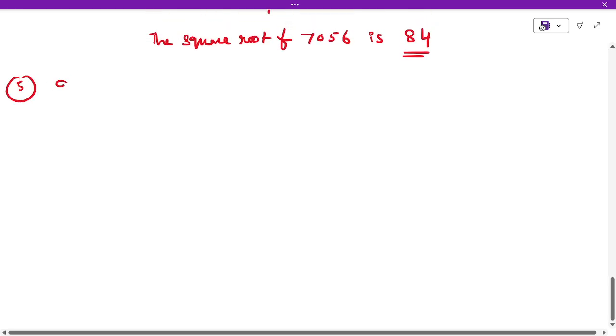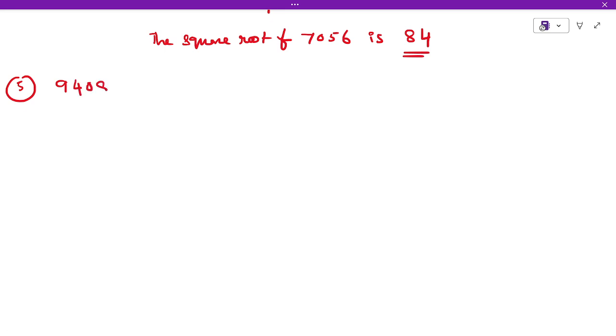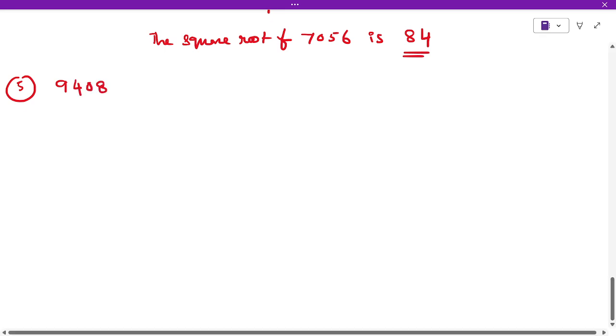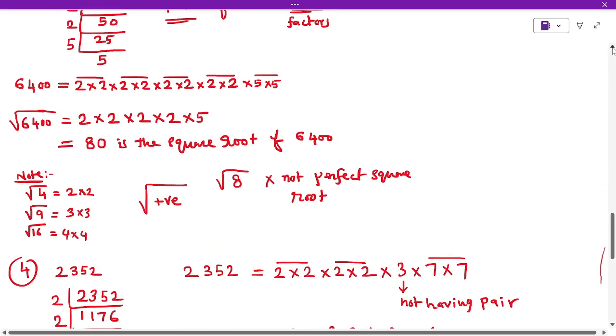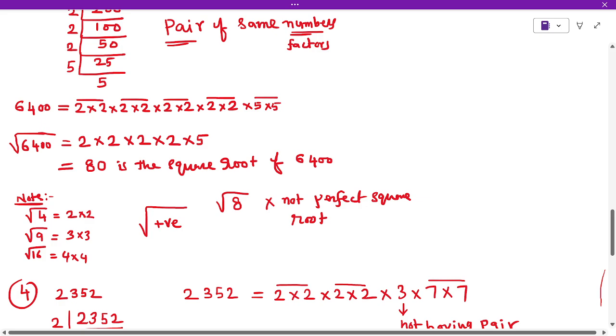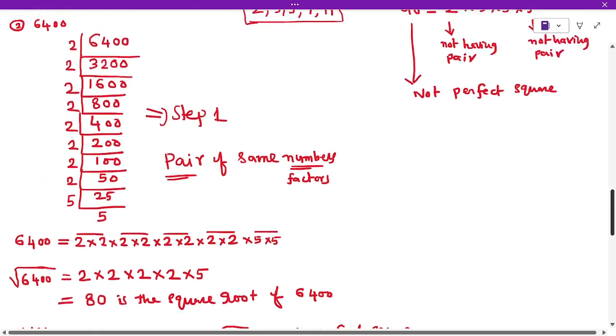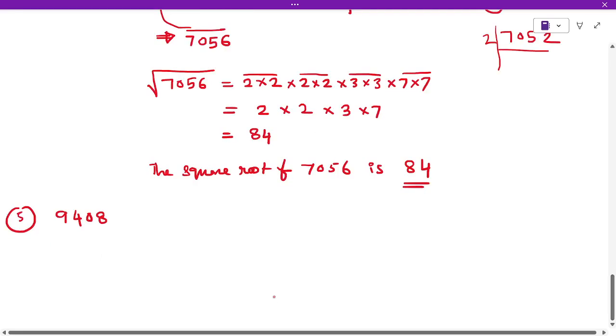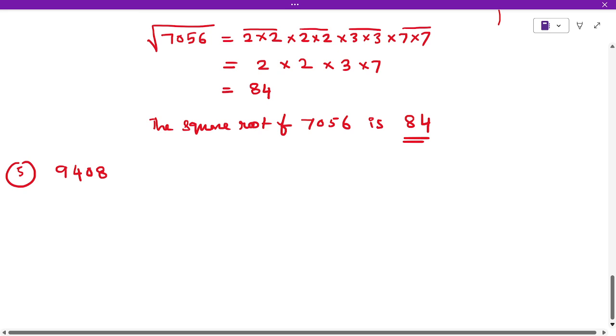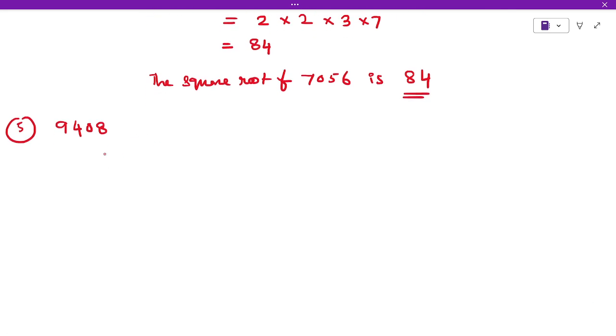Okay, so 9408. Let me write it down here. This is question number 5, 9408. Let me check, is the number right? Okay, so fine, 9408. What is the first step to write this number in terms of its prime factors?